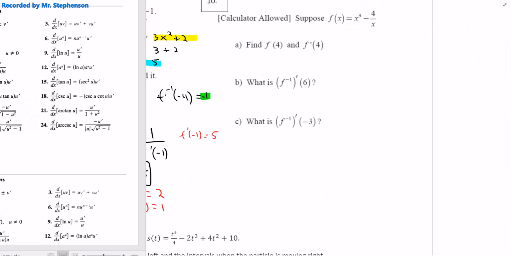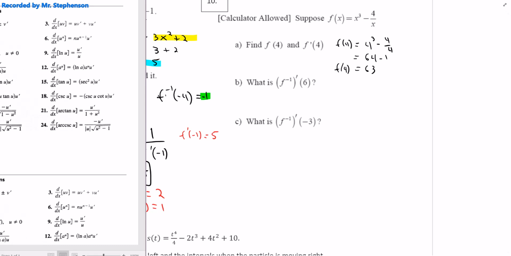Okay, so we're on number 10 now. We're given f of x equals x cubed minus 4 over x. Part A asks us to find f of 4 and f prime of 4. Let's just start with f of 4. That means I plug in 4 to my function, which is going to equal 4 to the third power, which is 4 times 4, which is 16. And 16 times 4 is 64, minus 1, which is going to give me 63, right? So this is f of 4 equals 63.